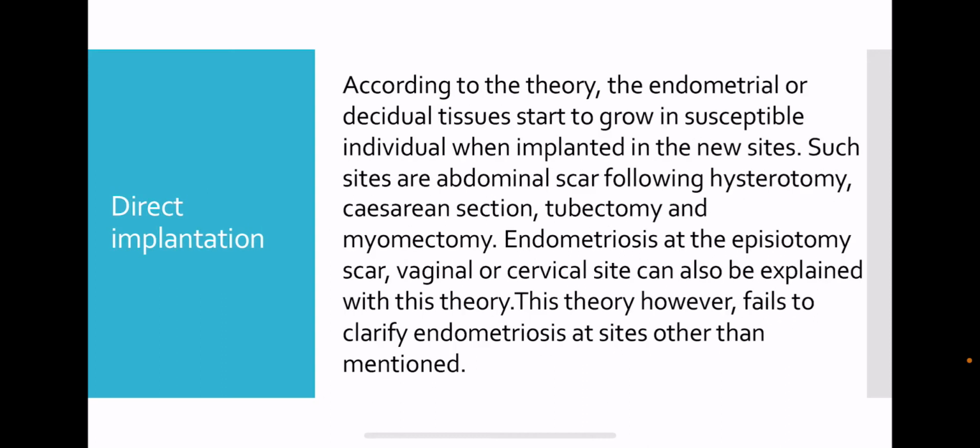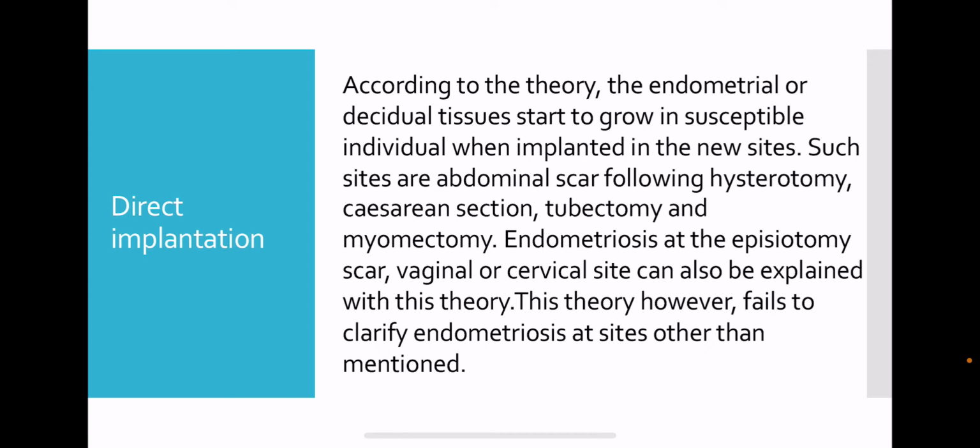Direct implantation. According to this theory, the endometrial or decidual tissue starts to grow in susceptible individuals when implanted in new sites. People who are susceptible to endometriosis, either due to genetic, familial inheritance, or low immunity, the endometrial or decidual tissue starts growing wherever in the new site it is implanted.